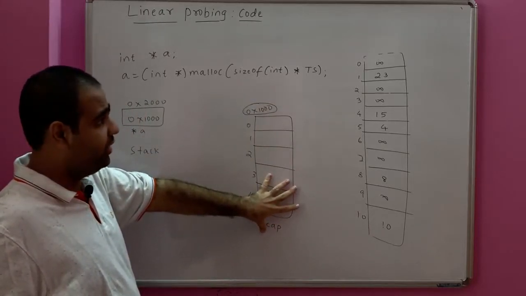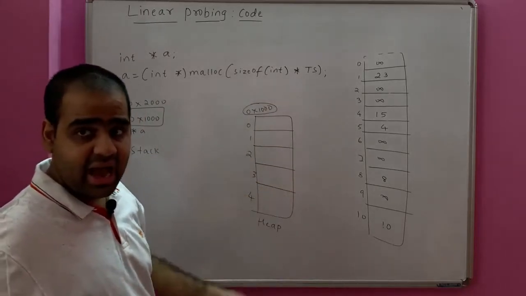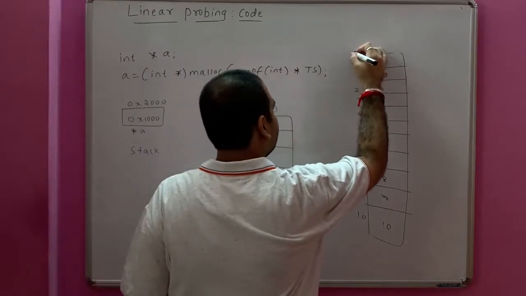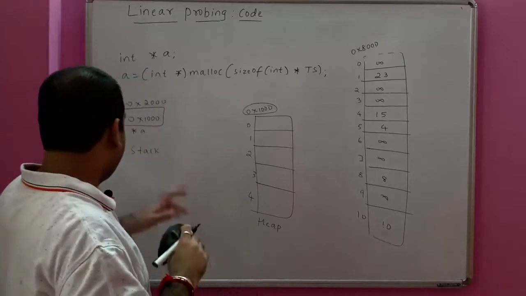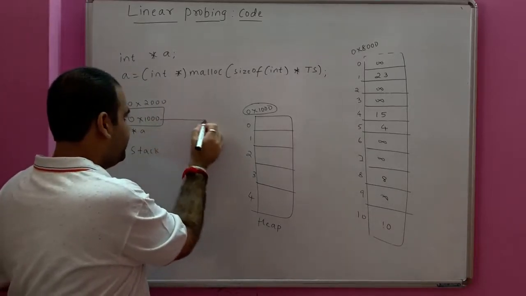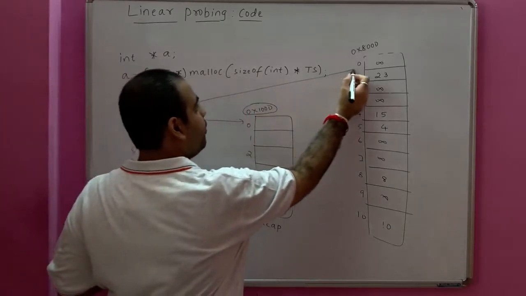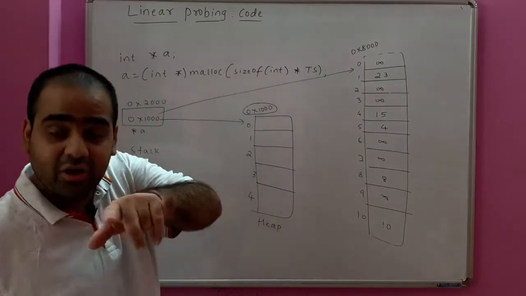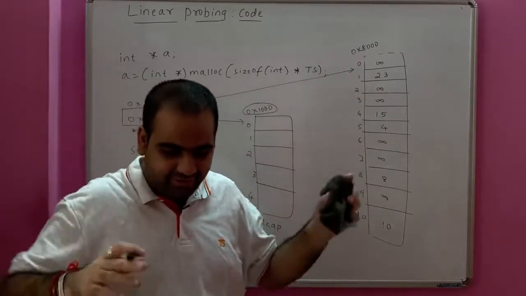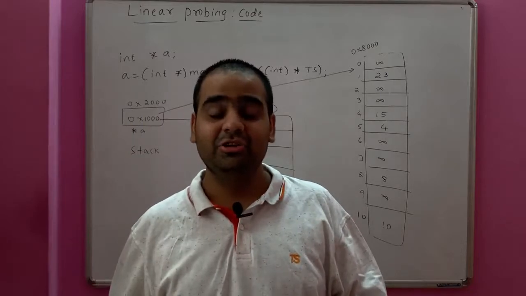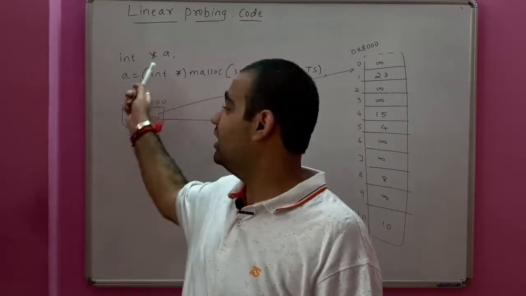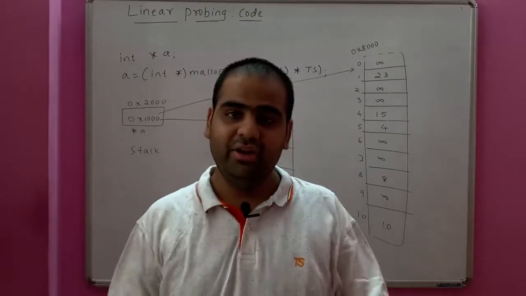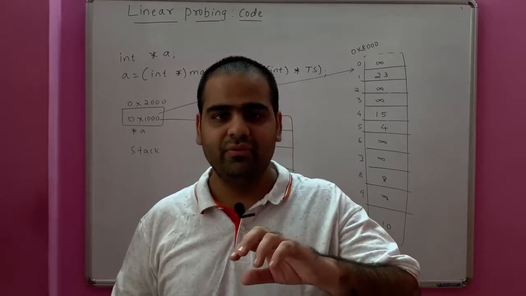I can say free of A. Now whenever I rehash, it will allocate the memory somewhere else. Let the address be 8000. Now this A from 1000, it was previously pointing over here. Now it should point over here. That means the value of A changes, right? And whenever the value of a variable changes, it should be passed with what? Address. Therefore, address of a single pointer is a double pointer and we need double pointers whenever we are rehashing.